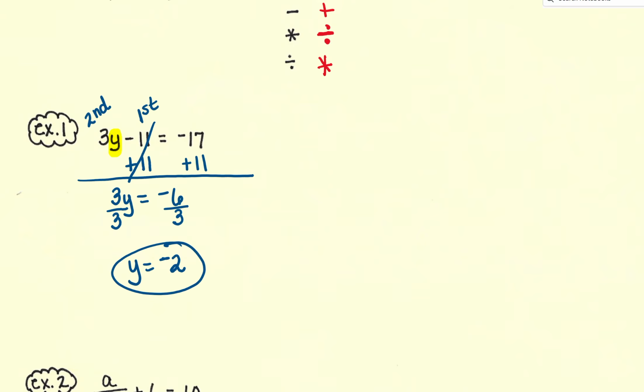If you would like to check your answers, you can. You're going to take your answer and put it in for the y. So you would say 3 times negative 2 minus 11 and see that it does equal negative 17.